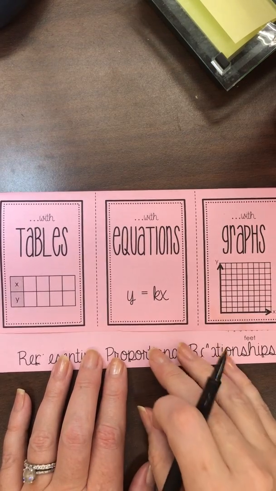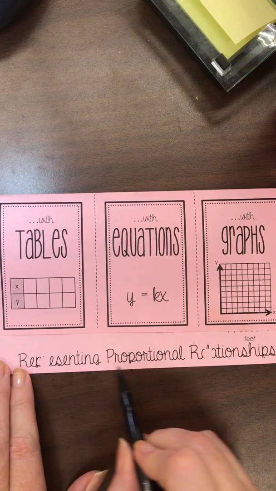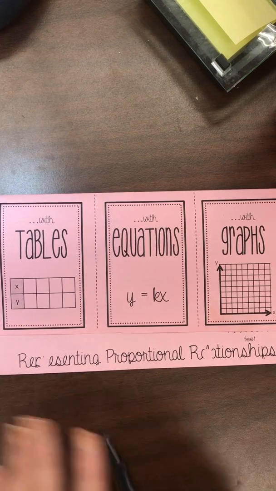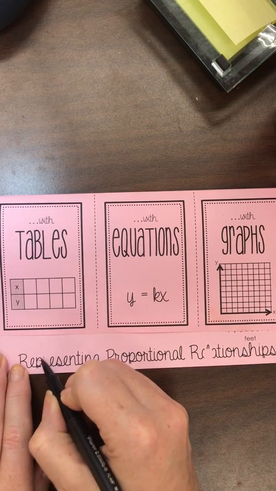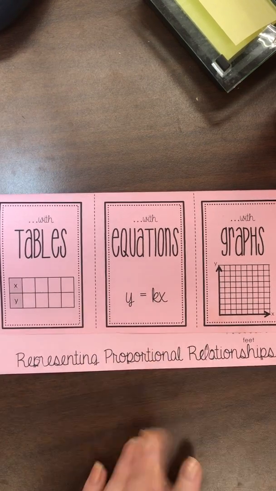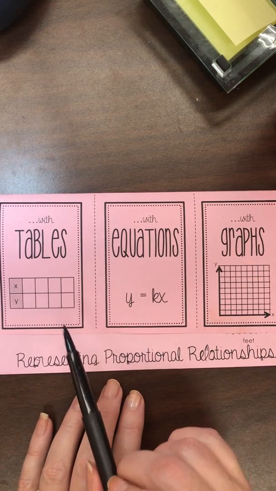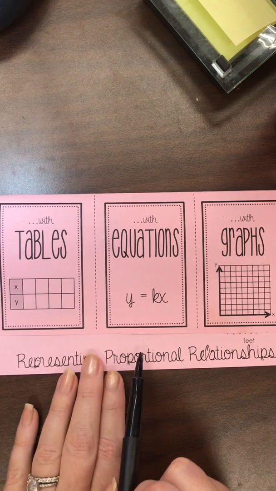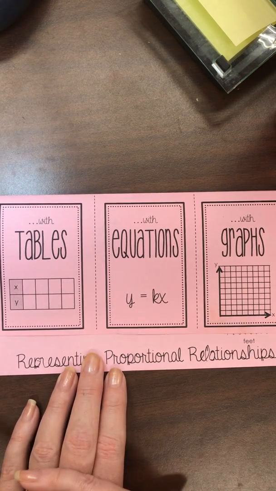Okay guys, this is going to go on page 24 and you can tell when it made copies it left little holes here, but this is supposed to say representing proportional relationships. So you can kind of fill in some of those holes there, okay? So we're going to actually be able to tell what is a proportional relationship by looking at a table, by looking at an equation, and by looking at a graph.